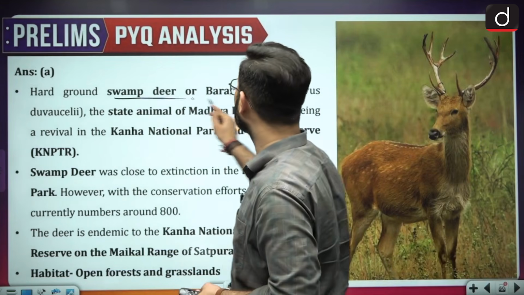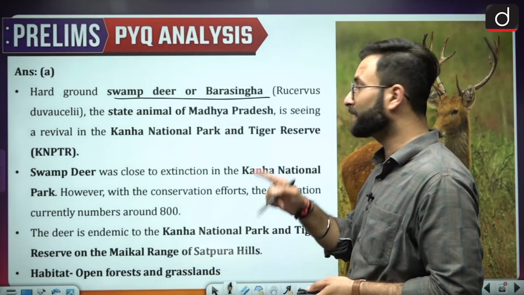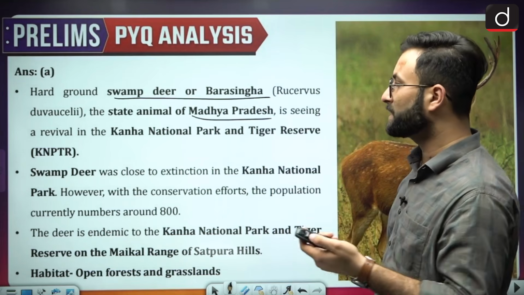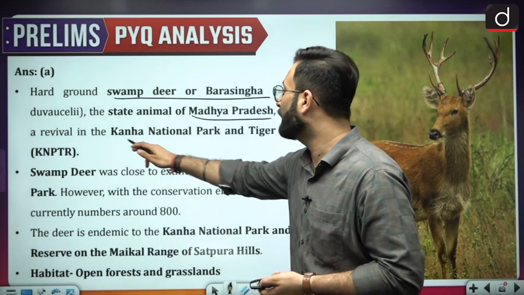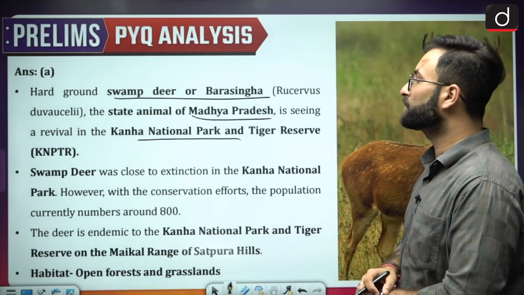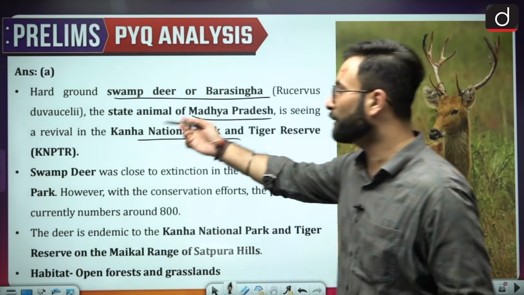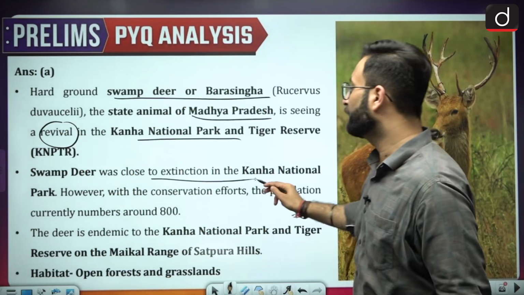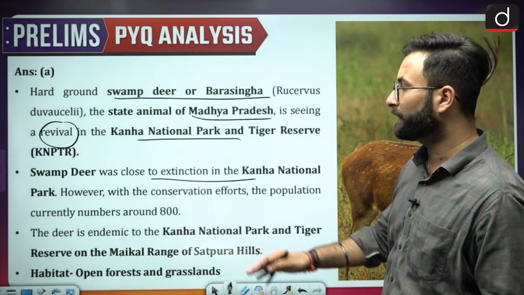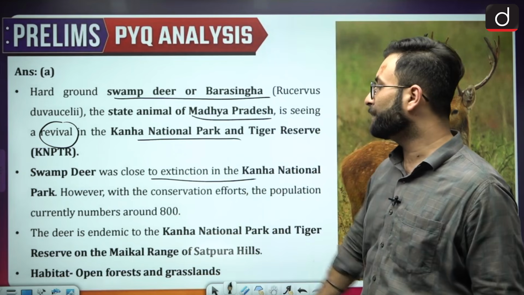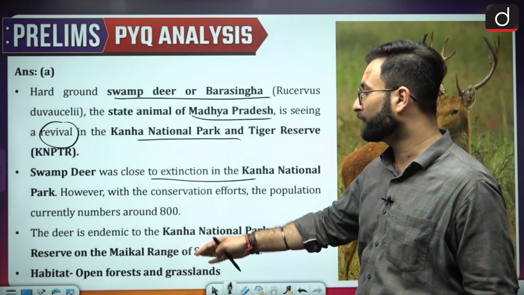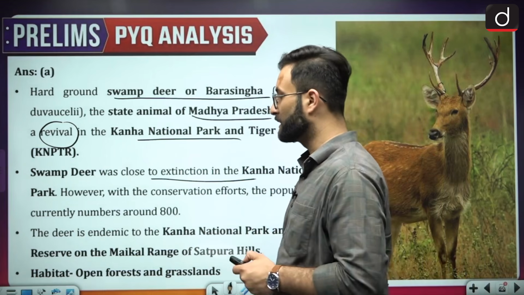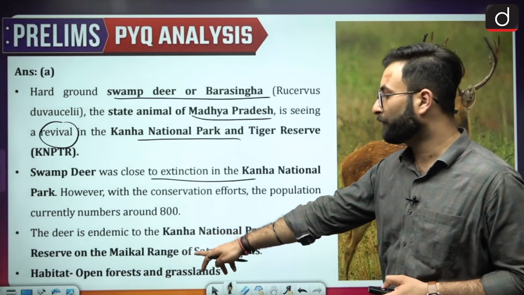Hard ground swamp deer or the Barasingha is the state animal of Madhya Pradesh. Okay, so that is something you should remember, and there was this revival program, and we have seen the revival in the Kanha National Park and Tiger Reserve. Swamp deer was close to extinction. Okay, since we are talking about the revival over here, they were on the verge of extinction in the Kanha National Park. However, recently the number has grown. The deer is endemic to the Kanha National Park and Tiger Reserve of the Maikal range of Satpura Hills. We have talked about the Maikal range, Satpura Hills in the geography discussion. Okay, habitat, if we talk about, that is open forest and the grasslands.